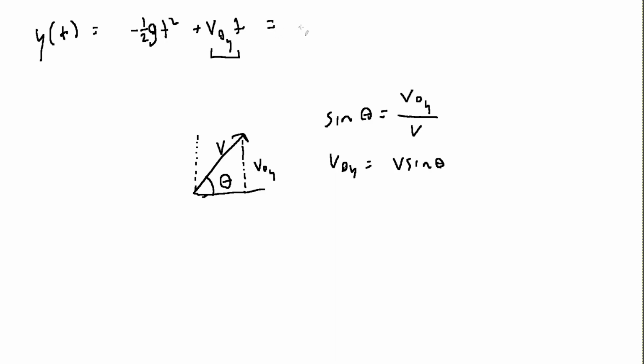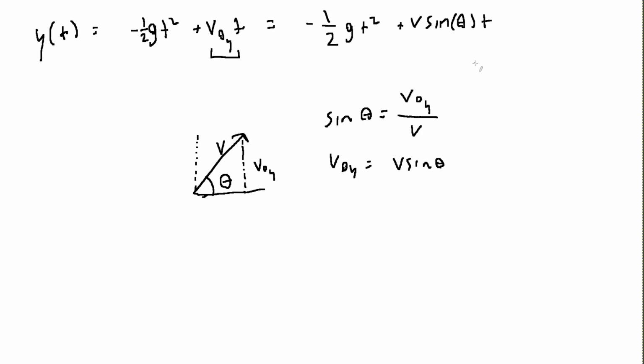So we can simplify our expression here to negative 1/2 gt squared plus v naught y t. Not v naught y t. So now we can write v sine theta t. The t is outside the theta, I should be clear.